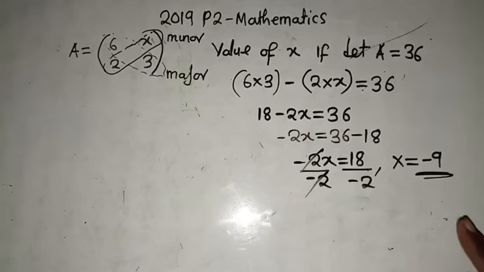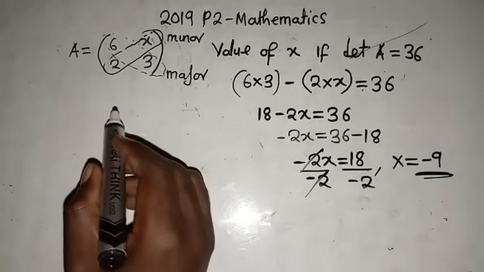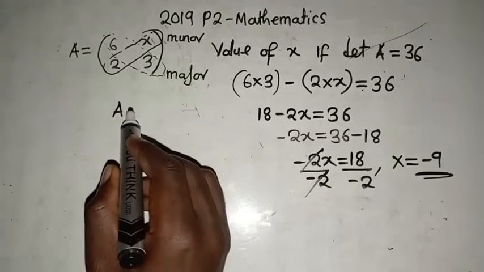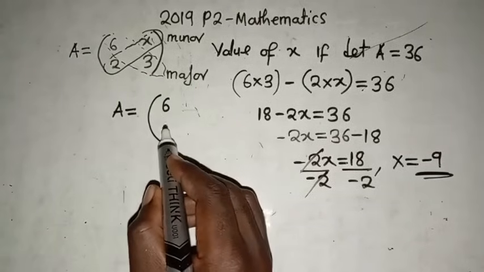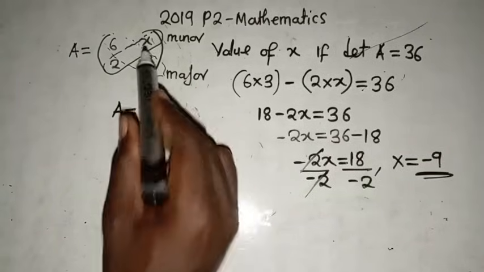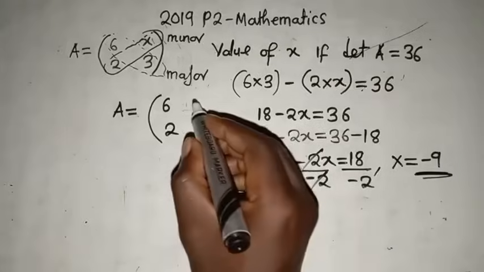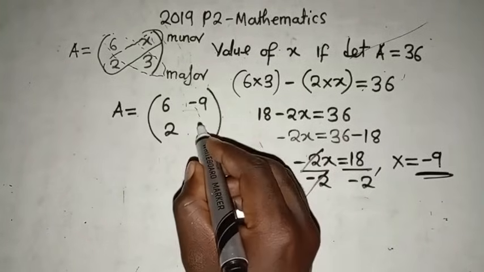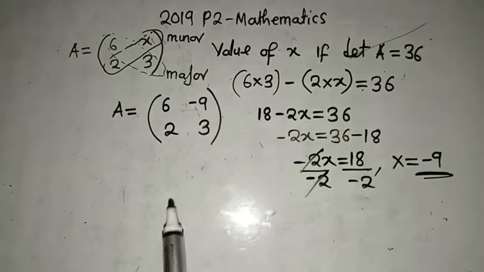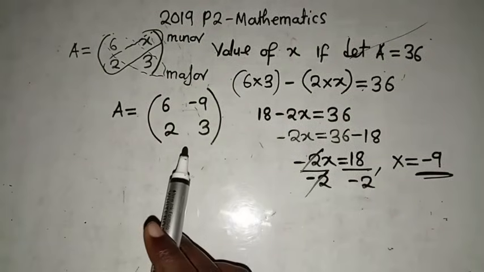So this is the value of X, which is equal to negative 9. We now write the matrix itself. So the matrix is now equal to 6, 2. Where there is X, I'm going to put negative 9. So I put negative 9 there. Then there I put 3. So this is the matrix that I've come up with.